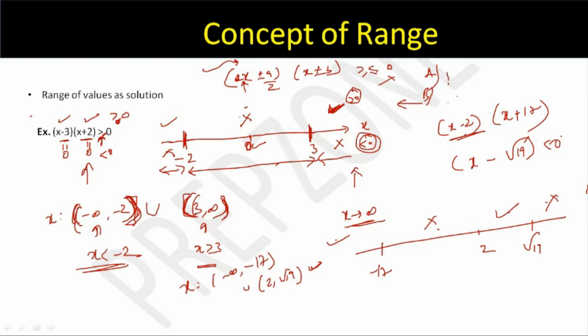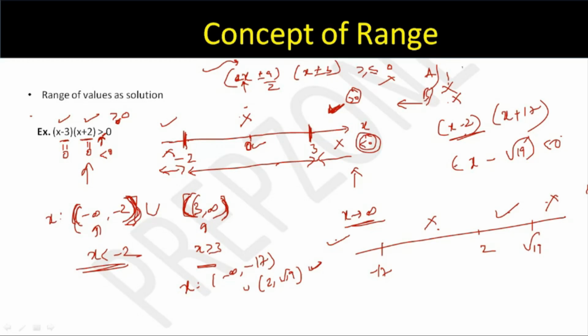Any option that has x equals to 2, you just cross it out. And if the options are not very similar, if the options are different and it is very easy for you to just go and put the values and check, that's the best way to do it. Okay. So one is this method.